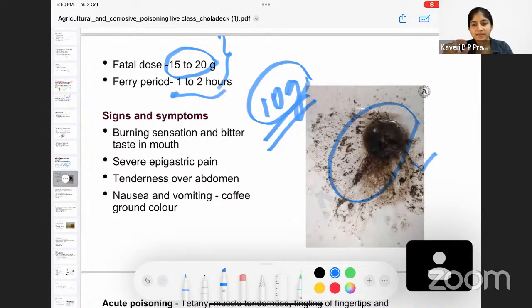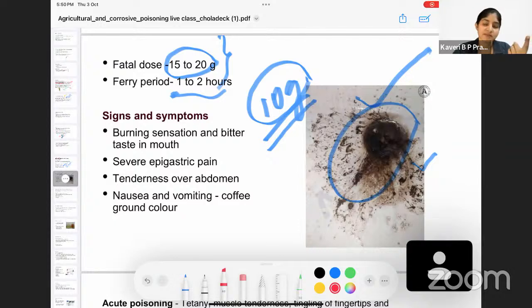Whenever a coffee bean is roasted and a powder is made and you mix it with a little water, whatever color it appears to be, that is how coffee ground vomiting looks like, and it is exactly this. Other signs and symptoms include burning sensation and bitter taste in mouth. There's going to be severe epigastric pain, tenderness over abdomen.